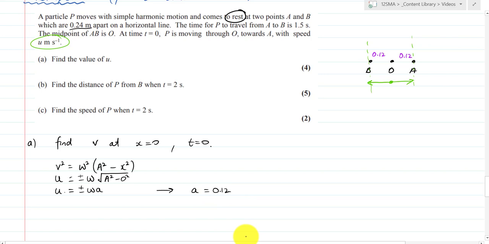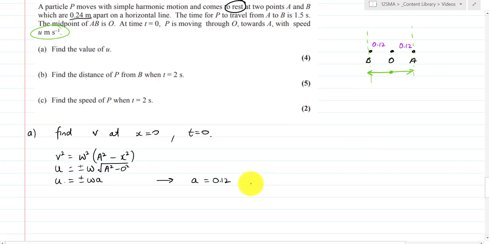Now we also know that ω is the angular speed. It's θ over t. So simple harmonic motion leads us to that. We also know that it takes 1.5 seconds for this particle to get from A to B, which means that the total period T is equal to 3 seconds, which means that ω is equal to 2π over 3. So we've got a and ω, and we can therefore say that u is equal to plus or minus, and we'll get to the plus or minus component in a minute, 0.12 times 2π over 3.